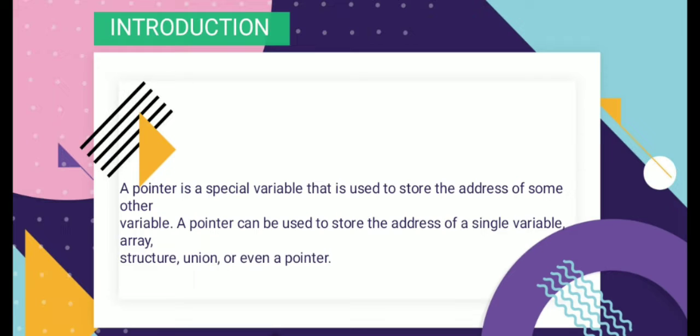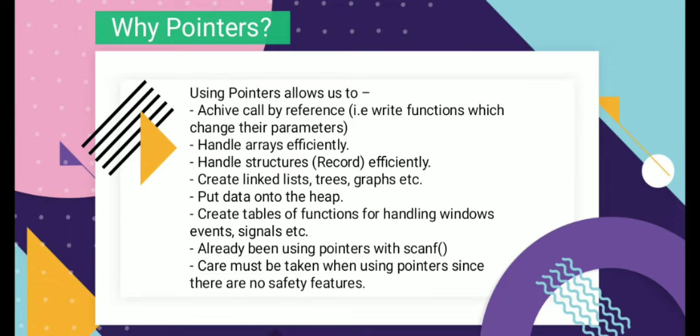A pointer is a special variable that is used to store the address of some other variable. A pointer can be used to store the address of a single variable, array, structure, union, or even a pointer. Why should we use pointers?